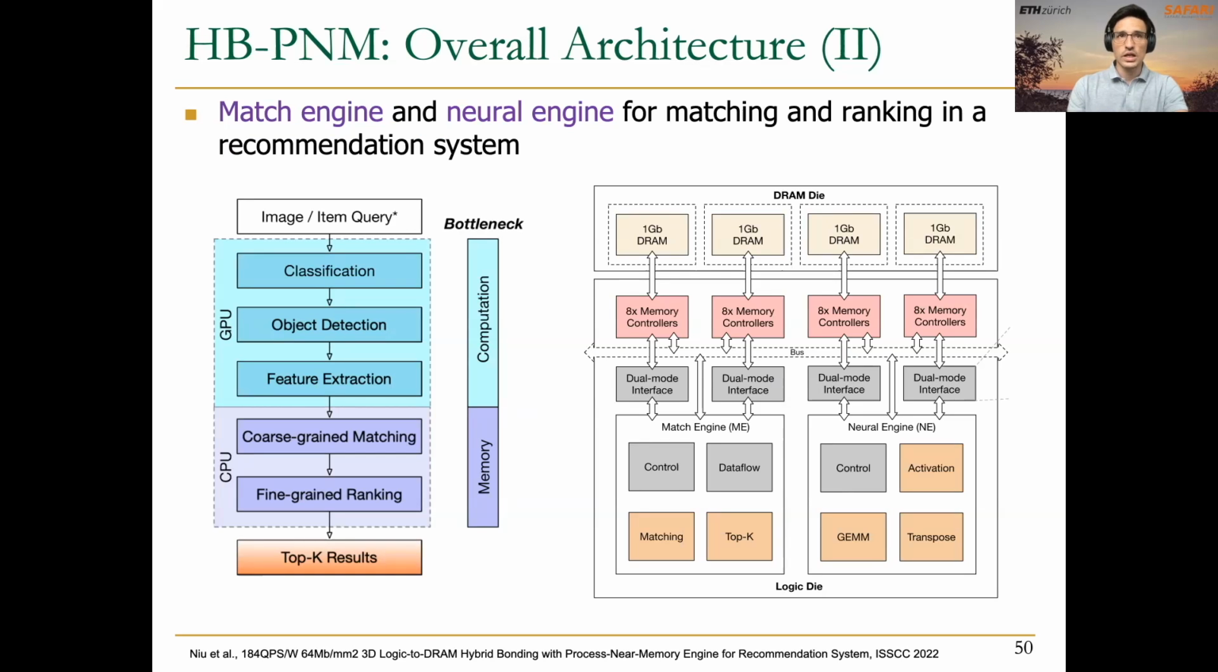As we will see in the next lecture, this coarse-grained matching, according to my understanding, is similar to the filtering that I mentioned in the beginning of the lecture. The filtering model that I mentioned in the beginning of the lecture is executed on the match engine, while the fine-grained ranking that corresponds to the ranking that we discussed in the beginning is executed in this neural engine. But we will see all the details in the next lecture.